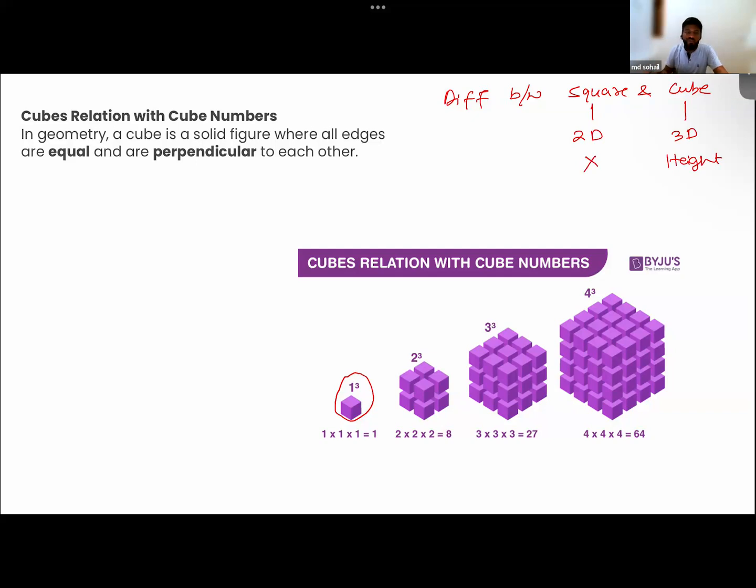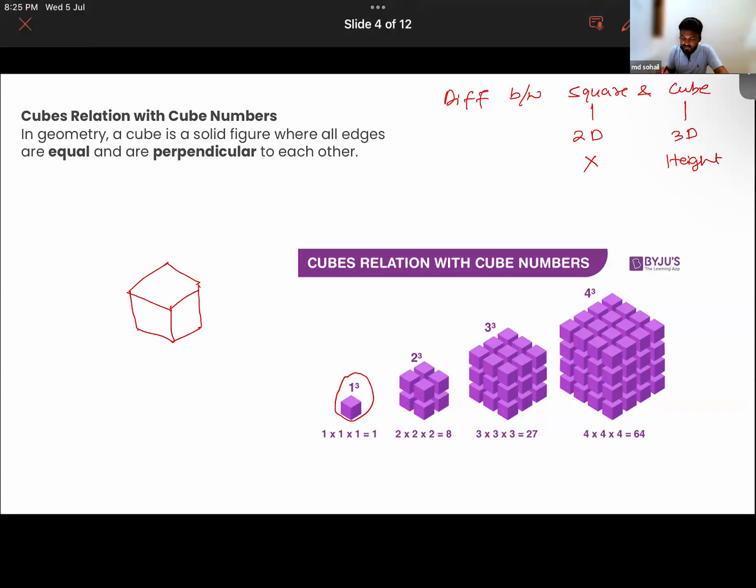And in a cube, all the edges, basically the sides, are equal and are perpendicular to each other. You see this cube here. All these sides are making a 90 degree angle with each other, isn't it? All of them are forming a 90-degree angle with each other. That is the property of a cube in short.